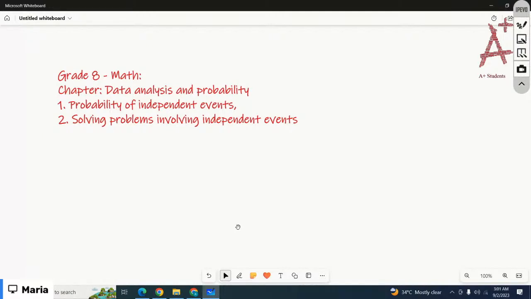So we're working on the book Math Makes Sense grade 8, I think Pearson it is. We're working on the chapter data analysis and probability, that is chapter 8. The lessons we're going to cover today are probability of independent events and solving problems involving independent events. So let's just start with the first lesson.